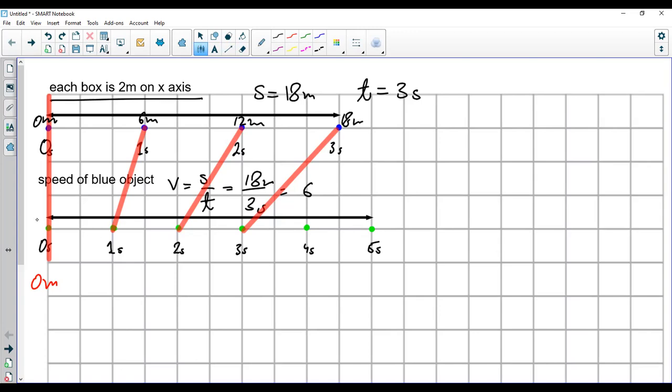Look at the green object. It was at 0 meter at the start. Then it is at 4 meter. Then it is at 6 meter. Then it is at 8 meters. So now look at the position. Where is the green object? At 8 meter.